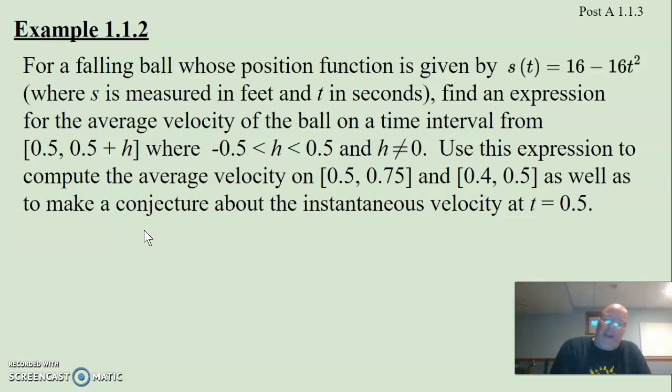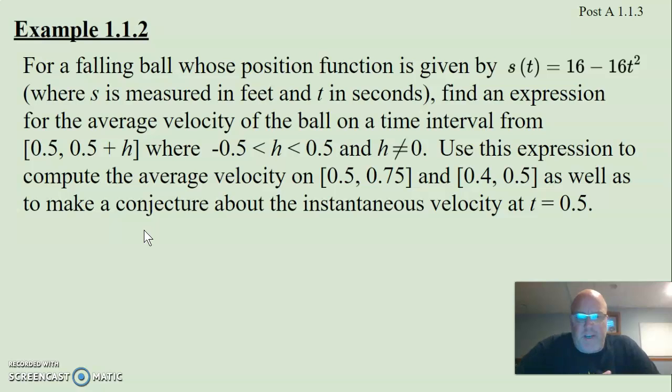What we want to do is find an expression for the average velocity of the ball on a time interval from 0.5 seconds to 0.5 plus h. But the restriction is h can only be between negative 0.5 and 0.5, and h cannot equal 0. We're going to use the expression that we get to compute the average velocity on the time interval from 0.5 to 0.75 and from 0.4 to 0.5. We're also going to make a conjecture. We're going to have a hunch about the instantaneous velocity at t equals 0.5.